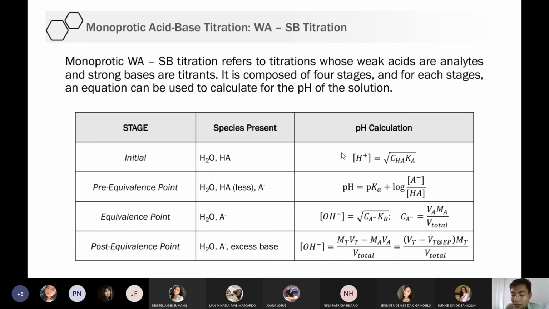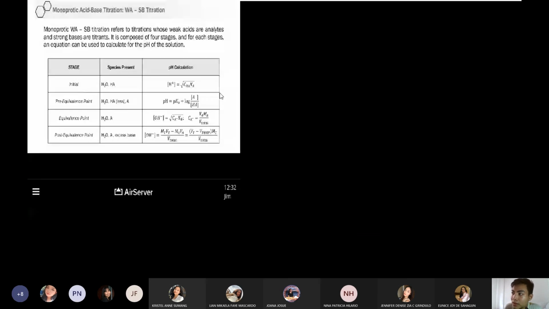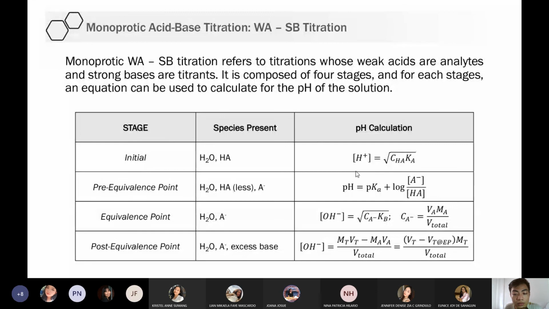Okay? So, again, what to expect next meeting? Expect that we will use buffer equations and other equilibrium equations because of the presence of the conjugate acid-base pair in the titration of weak acid and weak bases. So at initial, that's the square root of Ka times C. At pre-equivalence, we will use the buffer, because we have the presence of the conjugate base and the acid. So buffer talaga yon.